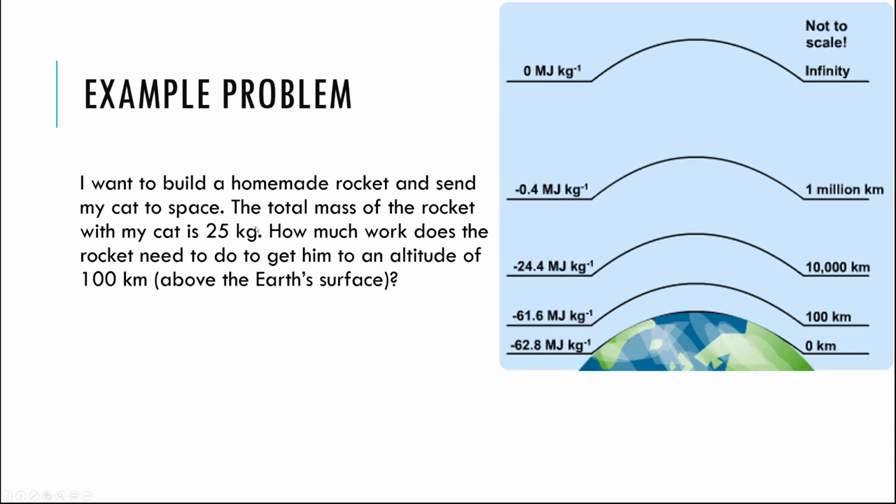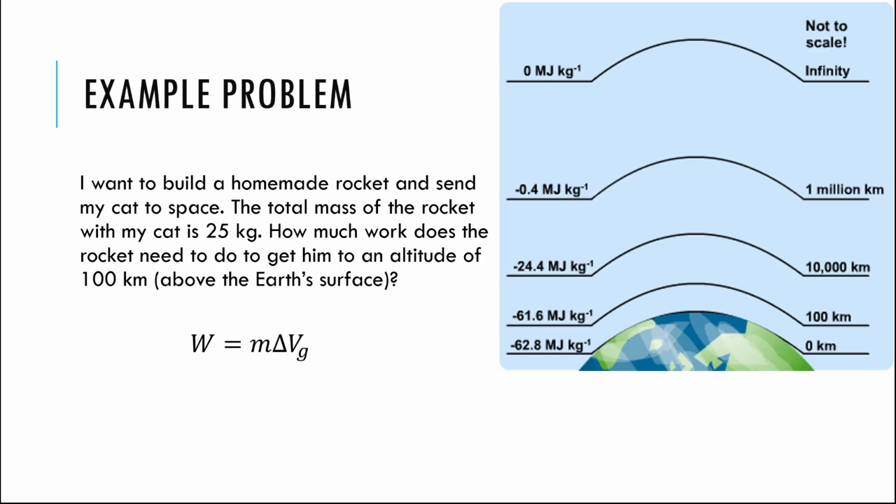All right, so my cat plus the rocket is 25 kilograms, and so I could figure out how much work I need to do. Well, how much work the rocket needs to do to send him to space, 100 kilometers. That's officially space. Very similar to what we did before. Again, this is really the same concept, but it just bakes this change into the equation. I'm going to use this formula.